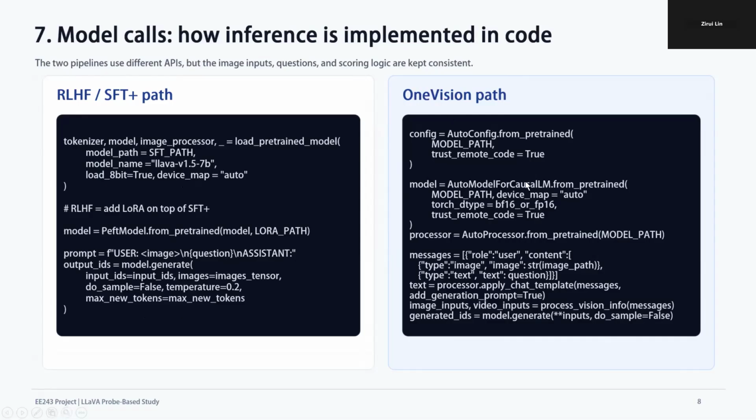For One Vision, the code uses AutoConfig, AutoModelForCausalLM, and AutoProcessor. The message contains an image path and a text question. Then apply_chat_template builds the correct VL prompts. process_vision_info prepares the visual input, and the model produces the answer. The APIs are different, but the images, questions, and scoring logic stay consistent.